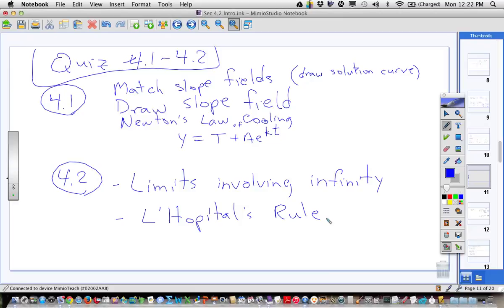Chapter 4 is just applications of derivatives. So Chapter 4, each section is kind of its own thing, kind of an island unto itself that's unrelated to the other sections. The only thing any of the sections have in common is they involve a derivative somehow. Differential equations clearly involve a derivative.